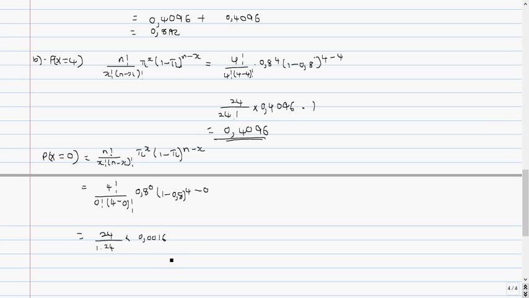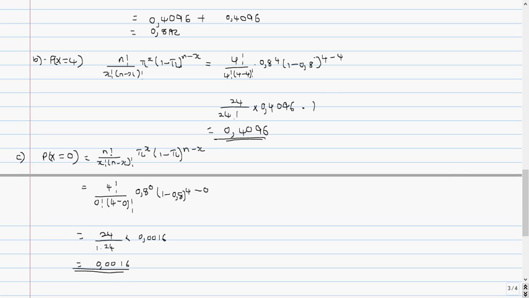Right, now with that we multiply by 24 over that, which is basically 1. So our answer is going to still remain 0.0016. So the chance that no one is going to be cured is this low. Yes, so that's it. That's part C of the question.